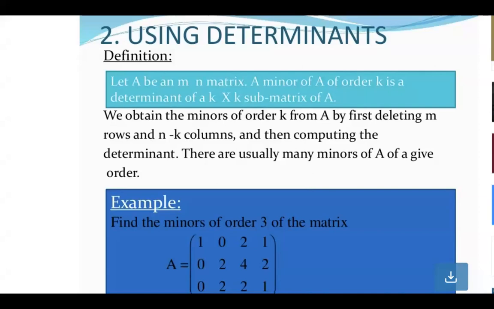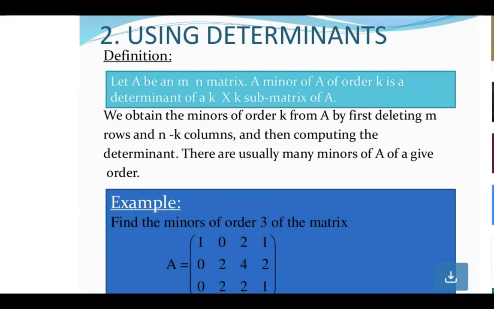So if a given matrix A is an M by N matrix, M into N shows the order of the matrix. If A is a minor of a matrix A of order K, then the determinant of K by K will be the submatrix of the given matrix A.